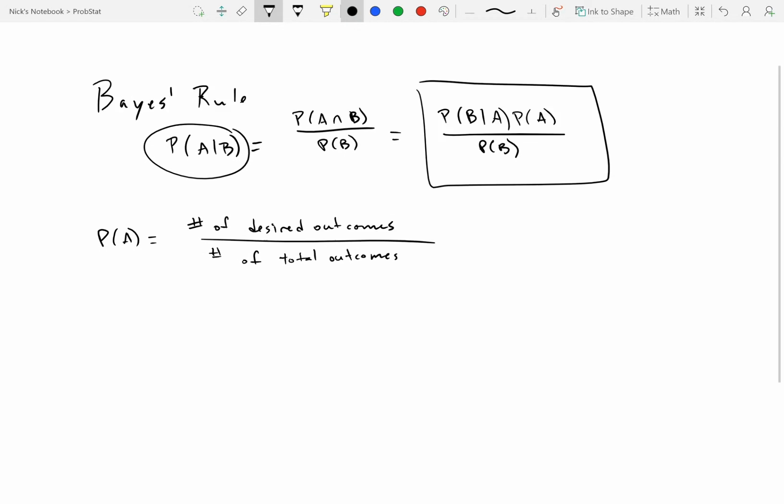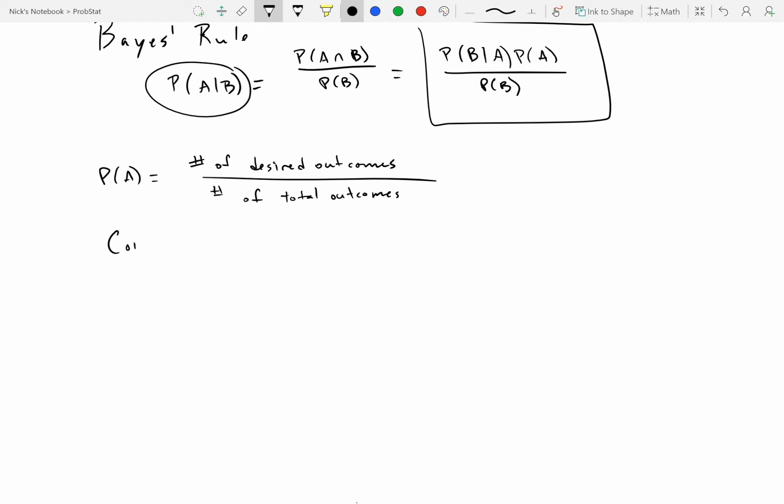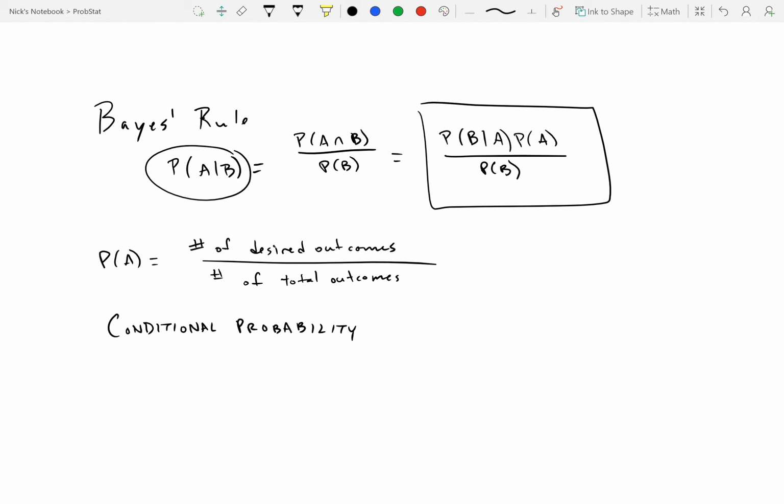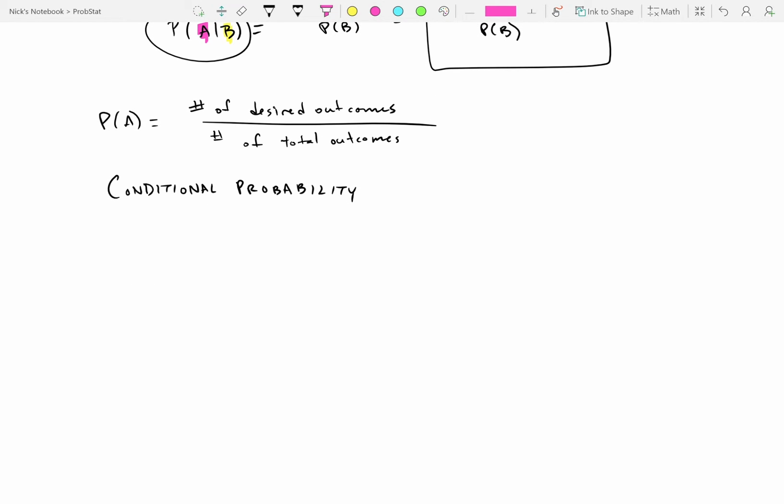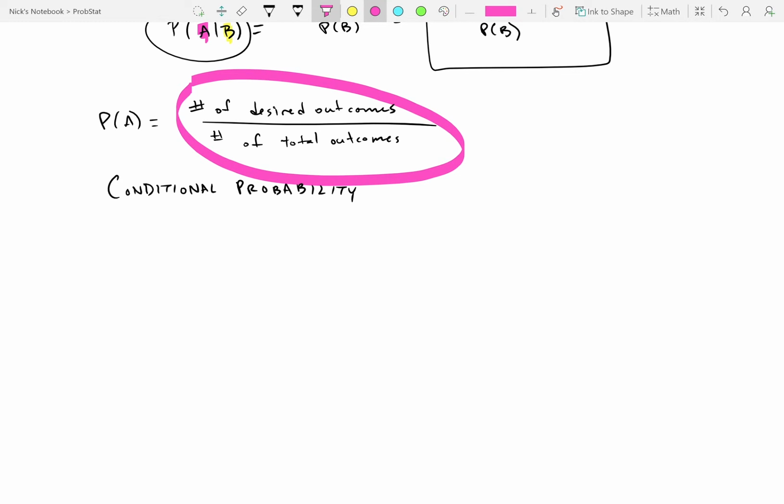But we have conditional probability. Conditional probability is a little bit different because the event we're looking at depends on whatever happened before it. So in the case of Bayes' rule, we have some event B that's already happened and it affects event A somehow. And we have to look at that somehow and see what we can do with that information.